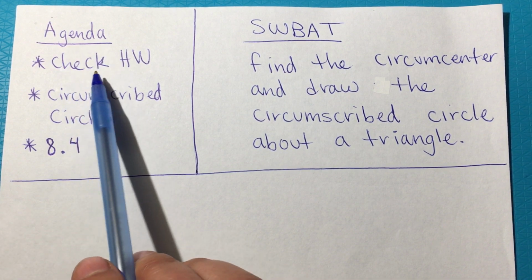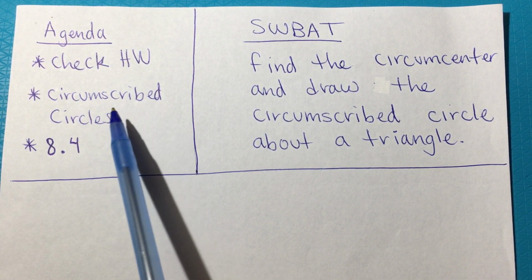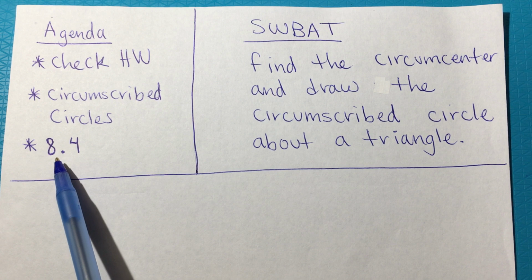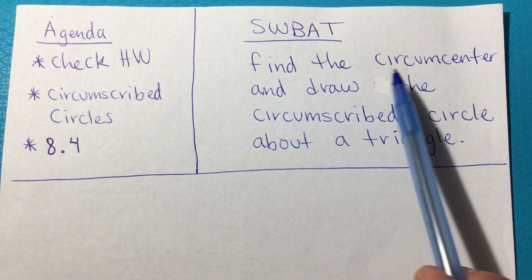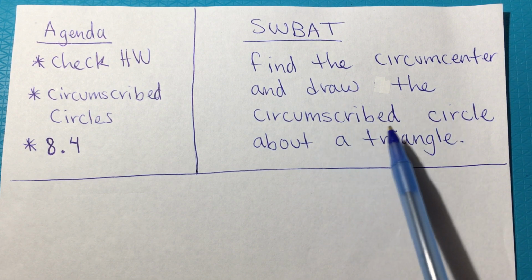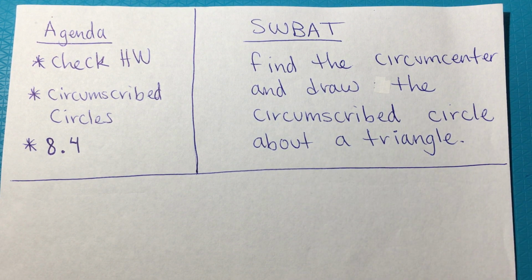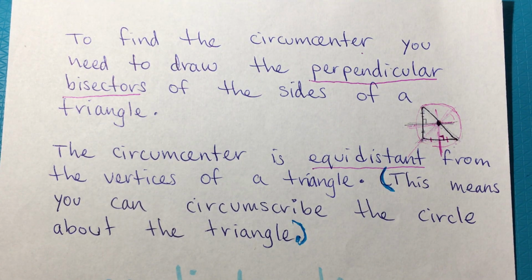Hello students, today's agenda is to check homework. We'll be learning about circumscribed circles and you will be able to do 8.4. Today students will be able to find the circumcenter and draw the circumscribed circle about a triangle. And so let's start with some information.